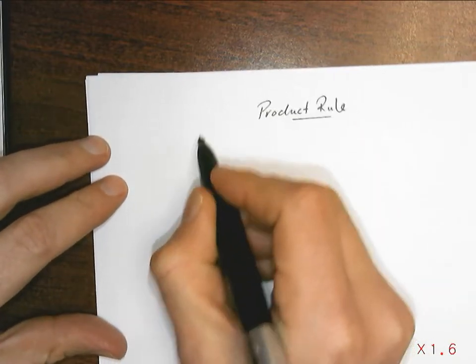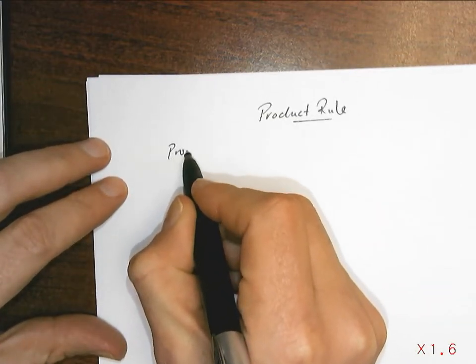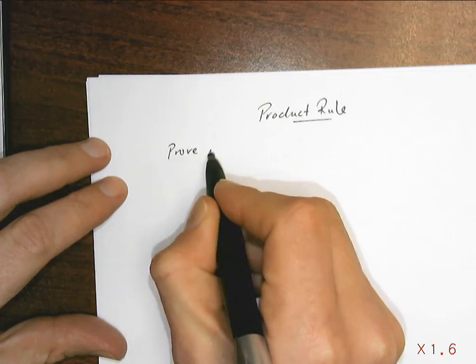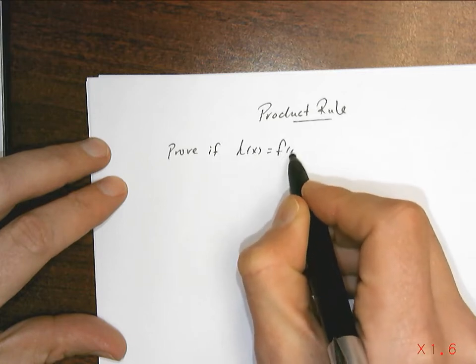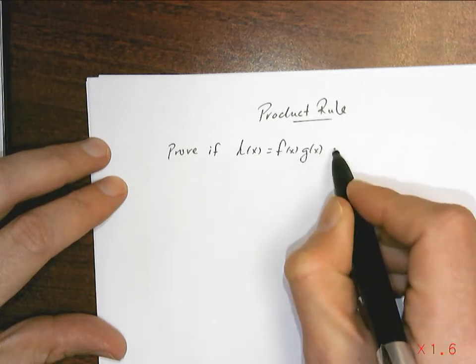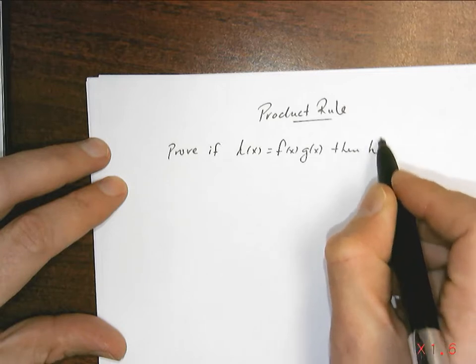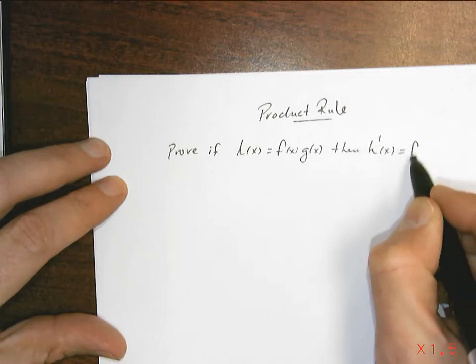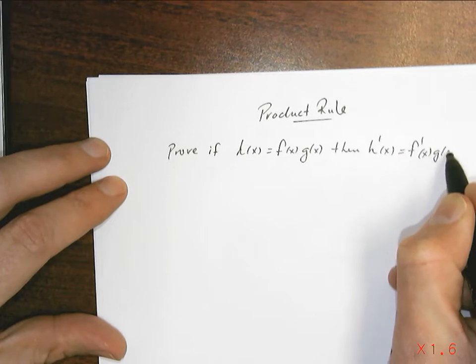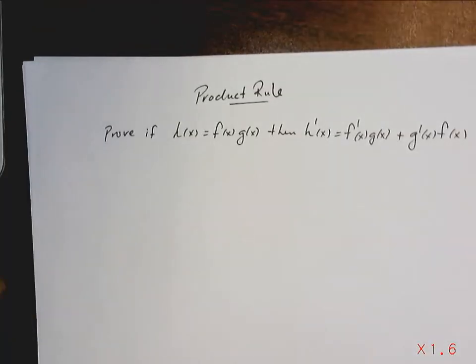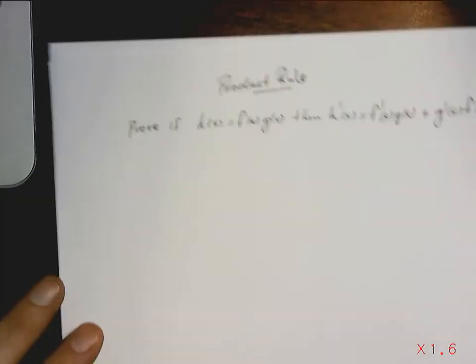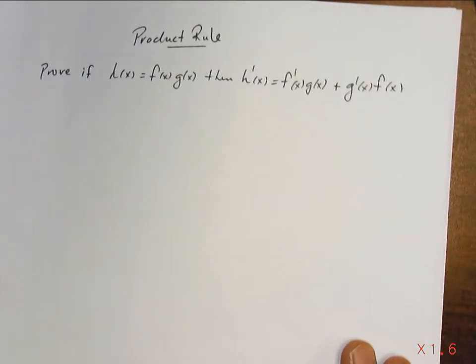Product rule. So what we want to do is prove that if h of x equals f of x, g of x, then h prime of x equals f prime of x, g of x, plus g prime of x, f of x. And let's see if I can get everything on the page. Oh, wrong way. What if I go this way? Yay. Okay, so that's what we want to prove.